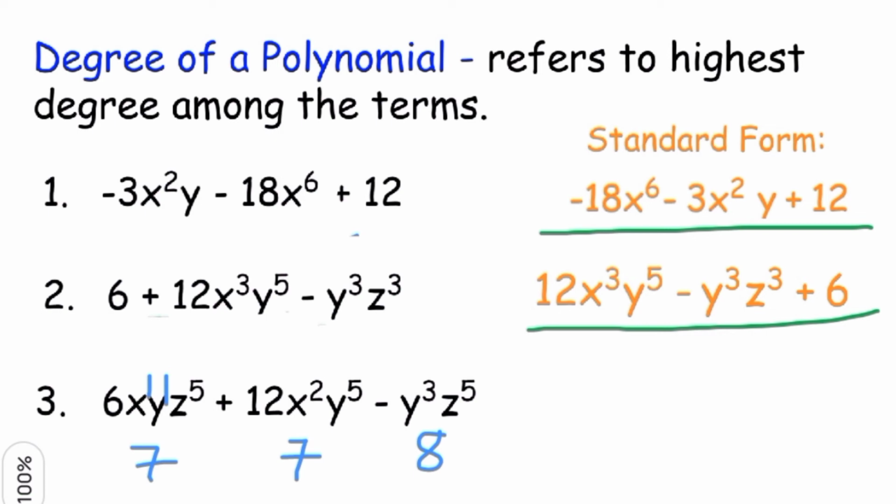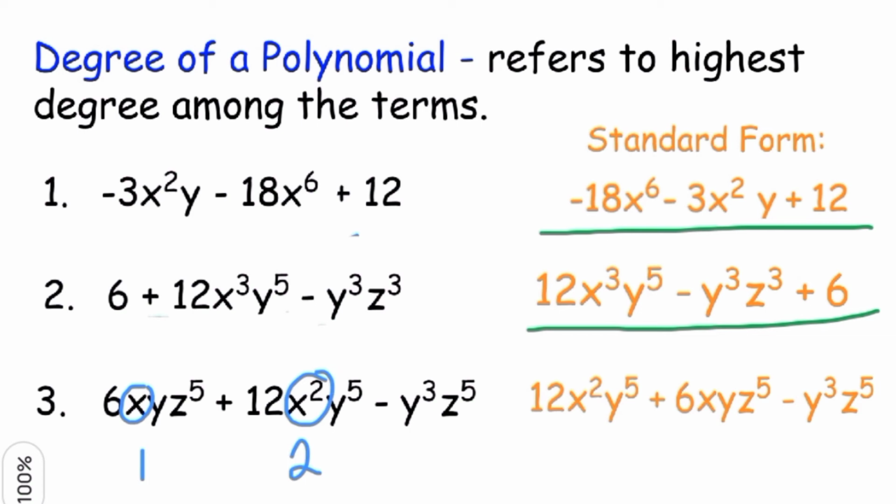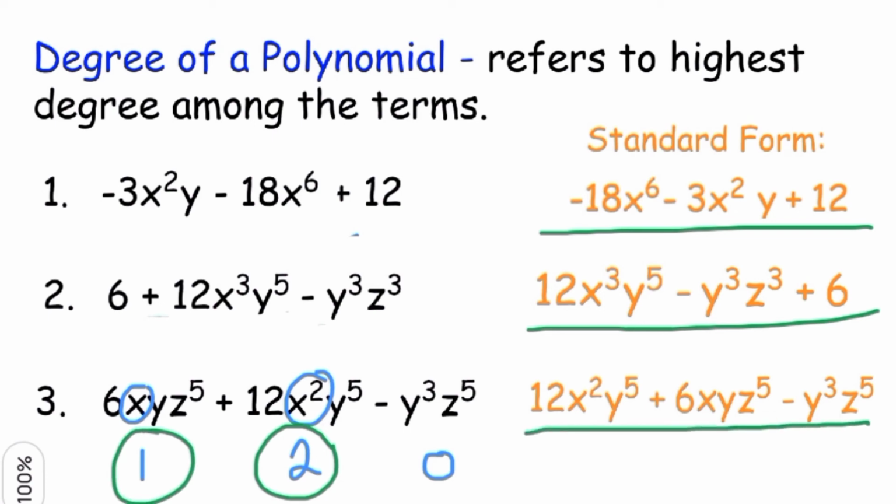But how do we arrange it to standard form if we have the same degree 7? To solve this, let's begin again and determine the exponent of each variable alphabetically. First is x in the alphabet, right? The exponent of x is 1 in one term, while here it is 2. And in the last term it is 0 because x doesn't exist. Therefore, the leading term is 12x squared y raised to 5, and then 6xyz raised to 5, and then negative y cubed z raised to 5.